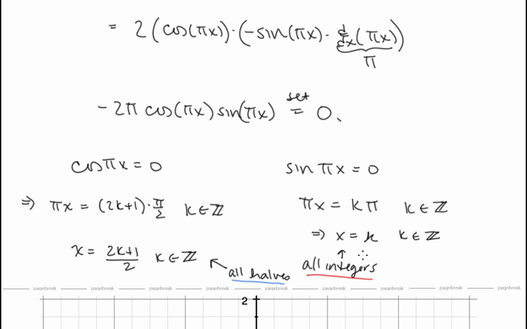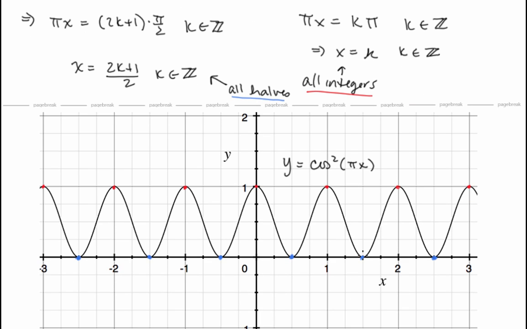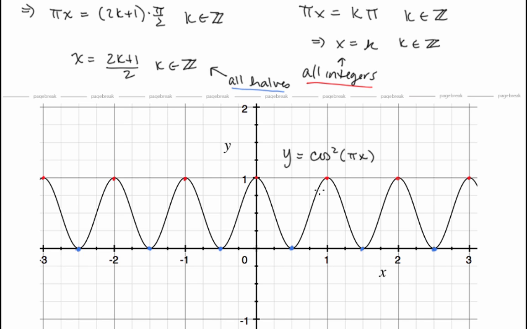We're asked where this function, cosine squared of pi x, has a horizontal tangent line. So let's graph cosine squared of pi x. And where does it have a horizontal tangent line? At every maximum and minimum we have here. And so notice that all of the blue points are where we have an odd number divided by 2. So 1/2, 3/2, 5/2, negative 1/2, negative 3/2, negative 5/2. That's all of these blue points here. And the red points are all the integer values of x. 0, 1, 2, 3, negative 1, negative 2, negative 3, etc. And so those are all of our solution points for where this function has a horizontal tangent line.